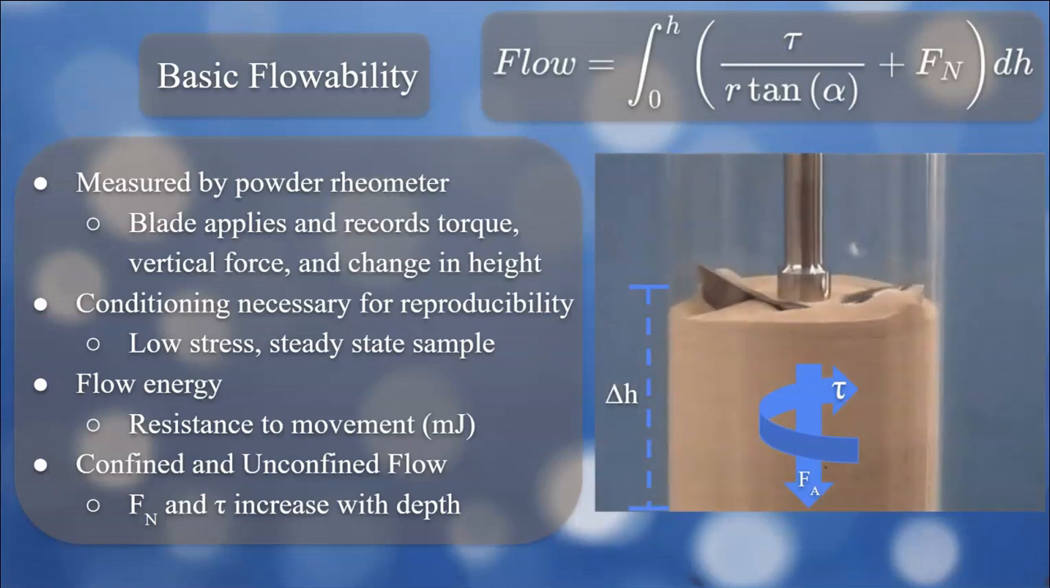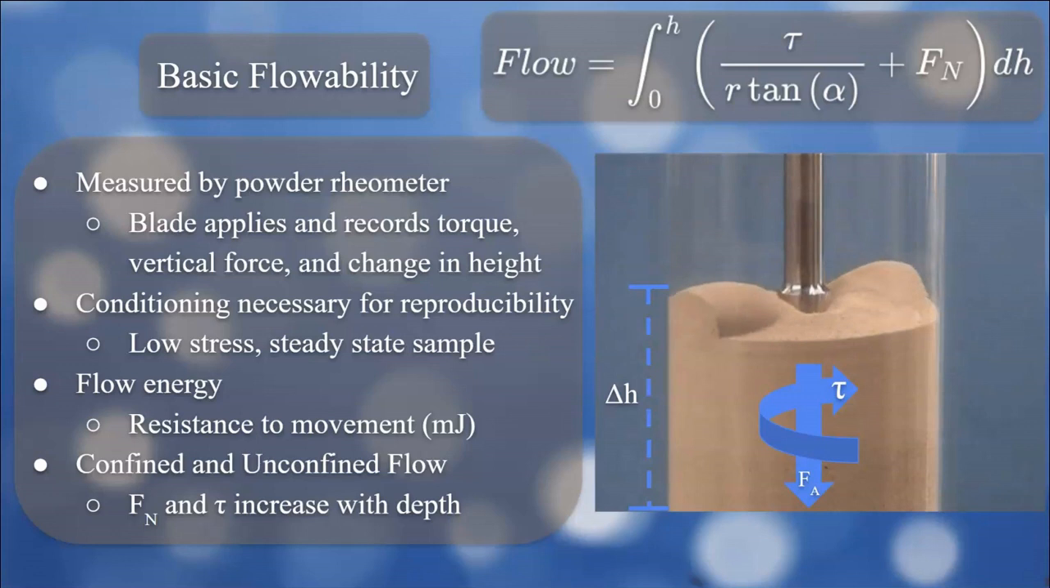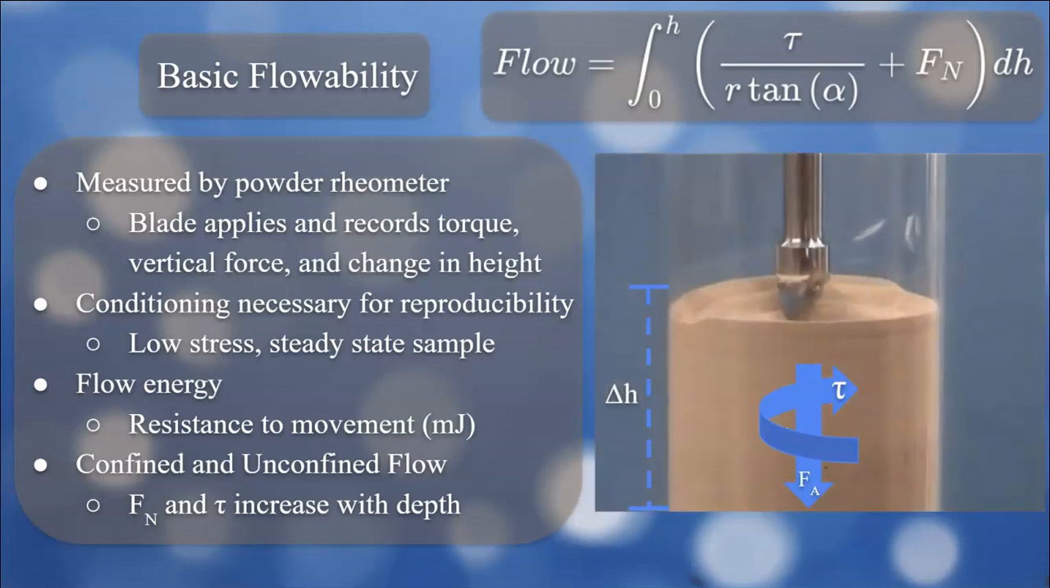So when we're using our powder rheometer, something we want to do to our samples to ensure that we can have reproducibility of our testing is something called conditioning. So that's actually what this video is showing right here. This is showing a conditioning of a sample where the blade is going to be going through the sample, and it's going to make sure that it has a low stress and steady state once it's completed.